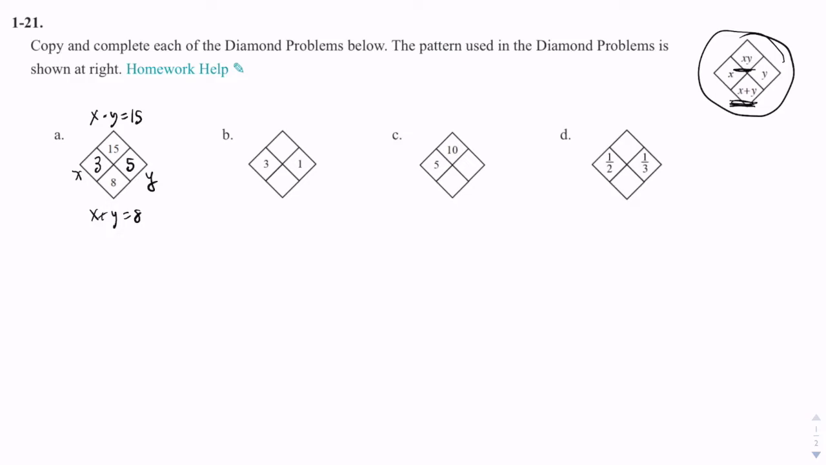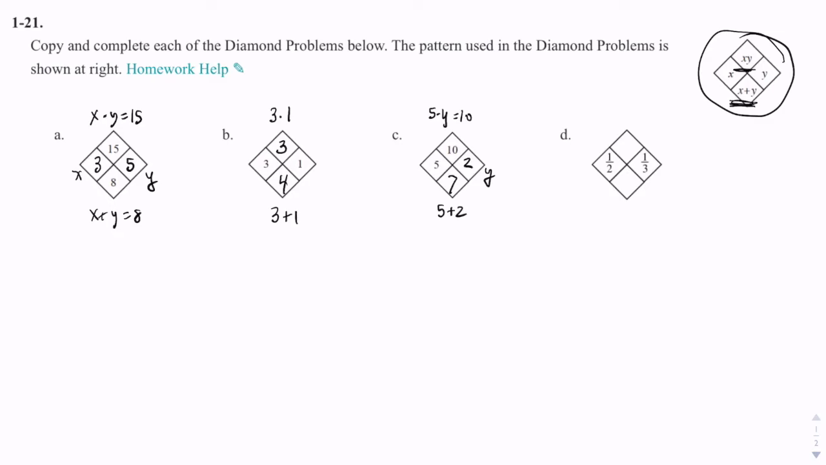All right, so the next one is a little easier because the bottom is just 3 plus 1, which is 4, and the top is 3 times 1, which is 3, right? For C, they're giving us half and half, right? So let's say this is y, right, in here. So they're saying 5 times y equals 10. So what times 5 is 10? Well, 2, right? 2. And then the bottom is just 5 plus 2, which is 7.